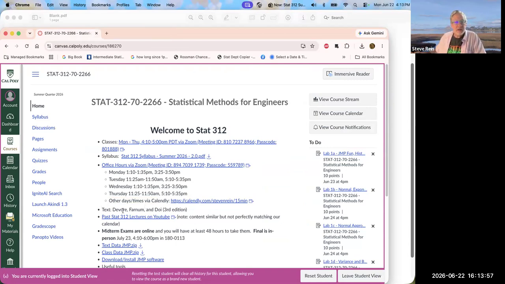We've got a text for the class, the third edition of DeVore, Farnham, and Doy. Let me look out the window. Oh, can't quite see it here. Primary author Jay DeVore lives a quarter mile up the hill from me. None of you met him, I'm sure. Jimmy Doy in our department is the third author, and he came in for the third edition of our book. I like the book. I'm happy with it. Hopefully you'll like it too.